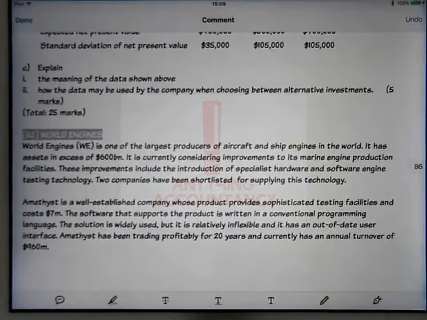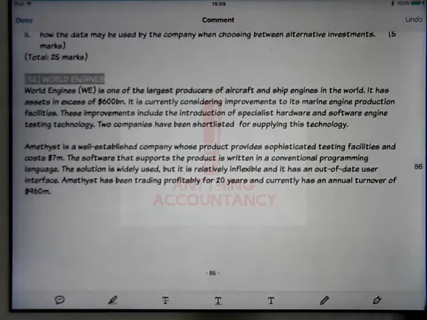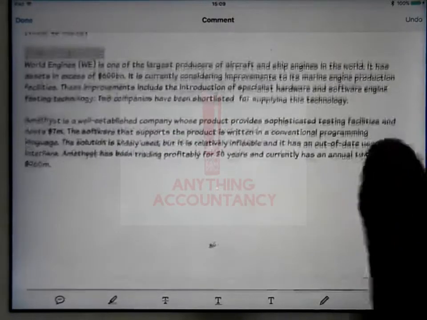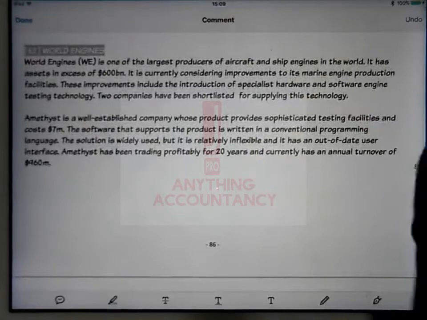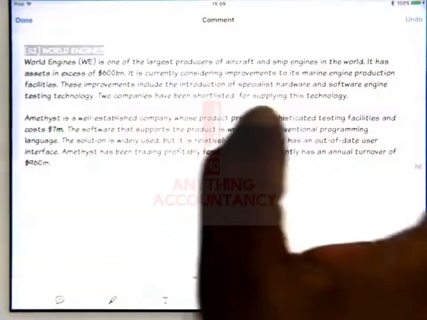It's a $600 billion company, not 600 million, a $600 billion company. It's currently considering improving marine engine production facilities. This improvement includes the introduction of specialist hardware, software, and engine testing technology. Two companies have been shortlisted for supplying this technology. Amethyst is a well-established company whose products are sophisticated testing facilities and cost 7 million. Okay, fine. There's that 7 million there.